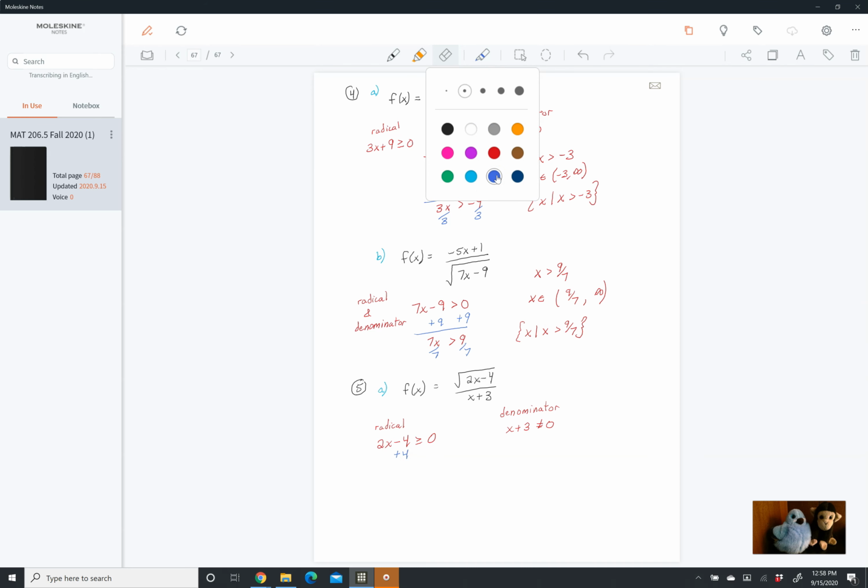For the radical, we add 4 to both sides. We get that 2x is greater than or equal to 4. Divide both sides by 2. And we get that x is greater than or equal to 2. Okay. On the left, for the denominator, we subtract 3 from both sides. And we get that x can't be negative 3.